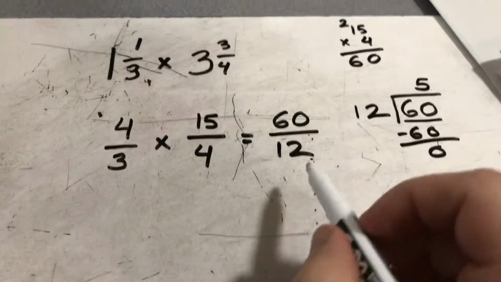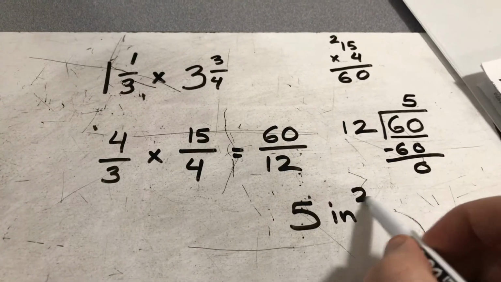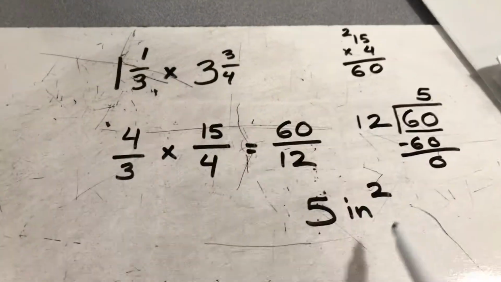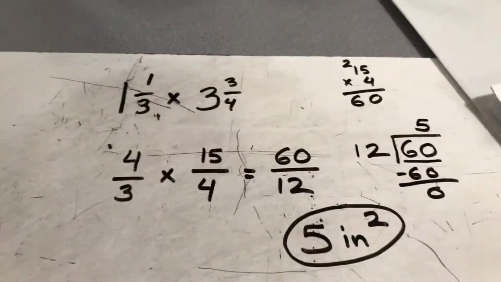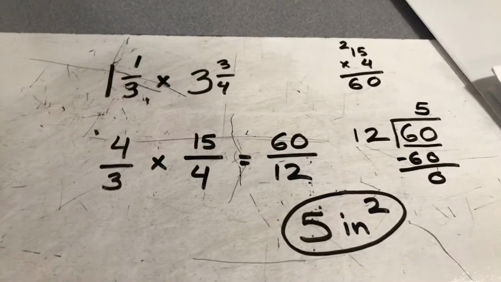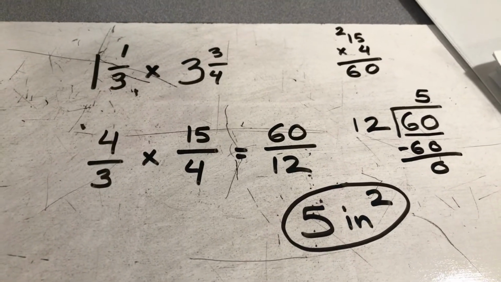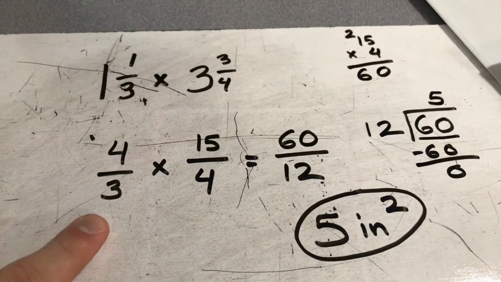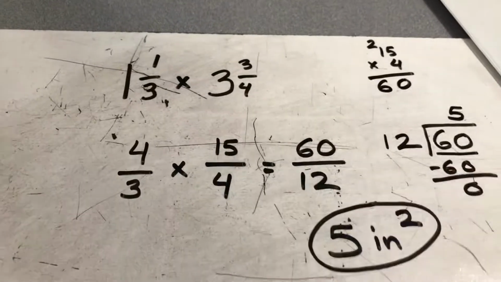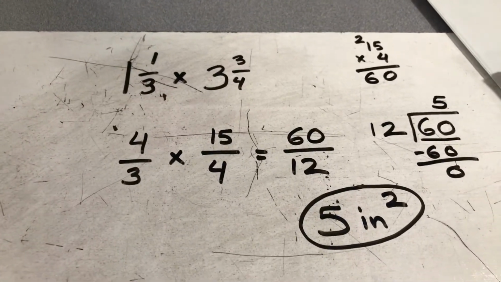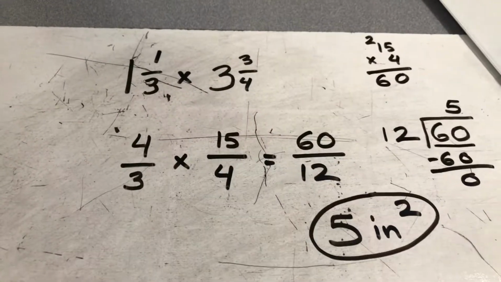Our answer, once again, just like we got with the area model, 5 inches squared, because we're dealing with 2 dimensions. That is how you would go about that problem, using the area model and also using the strategy of changing your mixed numbers into improper fractions, multiplying across, and then using long division, like so. Let's try one more problem here, and then I'll talk about your problem set.